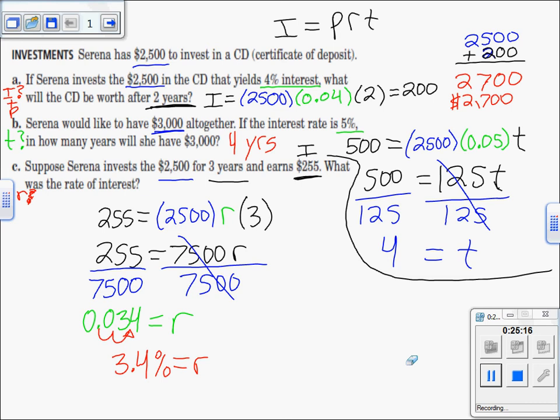The rate's going to have to be 3.4%, and that's something a business might use to negotiate. What do they need to make? What do they need to borrow? What do they need a loan for? They're going to demand a certain rate in order to get the money they need in the time that they need it.